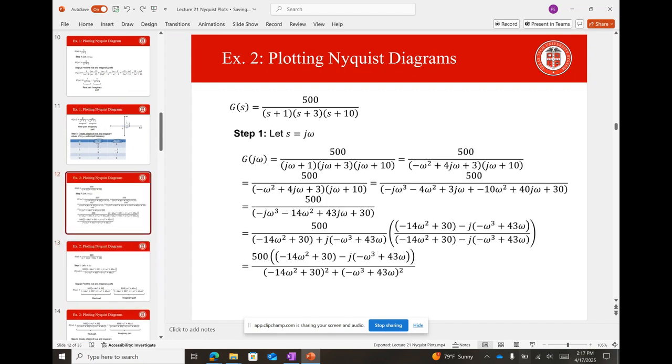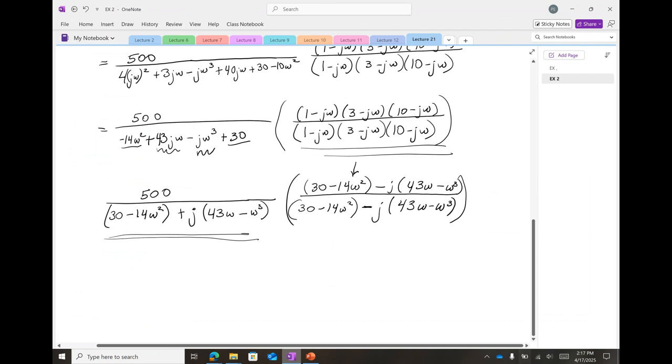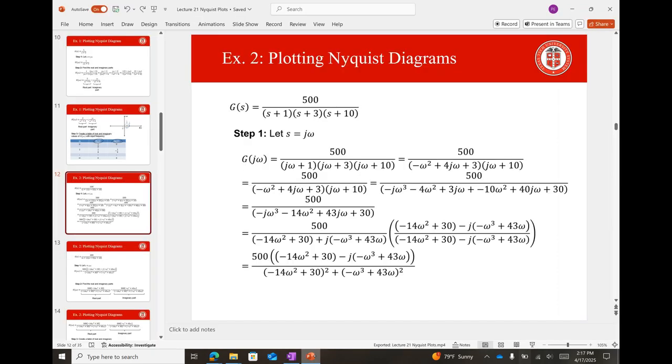Okay, I was going over this example. So we started with g of s is equal to 500 divided by s plus 1 times s plus 3 times s plus 10. Okay, so we got up to this step where we're ready now to multiply by the complex conjugate. That's actually this step right here if you're following along in the lecture notes.